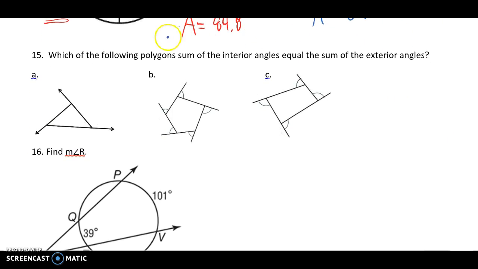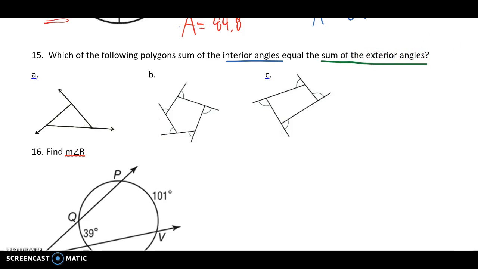We got 15, and it says, which of the following polygons' sum of the interior angles is equal to the sum of the exterior angles? Okay, so we're given three polygons. We got a triangle, we got a pentagon, and we got a quadrilateral. They want to know when the interior angles are equal to the sum of the exterior angles.